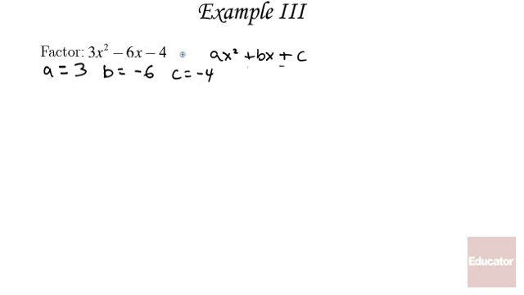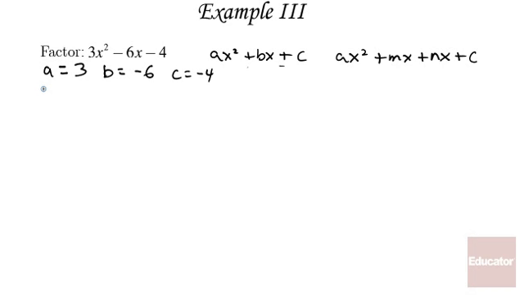equals negative 4. And I always check before I do any of these steps, I check to make sure that I did not have a greatest common factor. I do not have one with the numbers. I don't have a factor I can factor out from variables. So I'm just going to go on and write this in the form ax squared plus mx plus nx plus c.